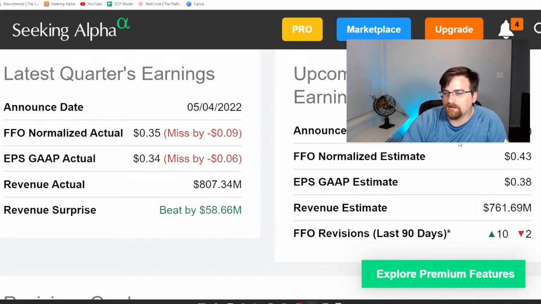On the estimate for next quarter, they look to have funds from operations of 43 cents a share. Revenue estimates are slightly down with revisions mostly on the positive side with 2 negative. So we'll be looking for that in early August.